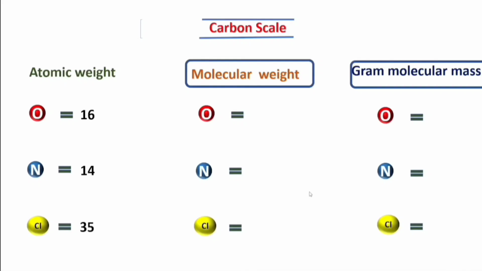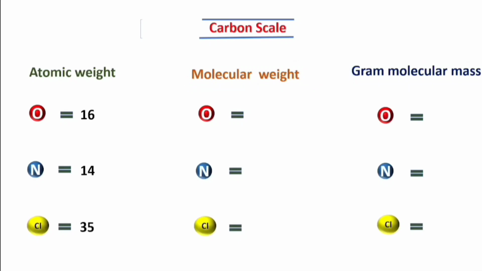For molecular weight, the atomic weight is to be multiplied with the atomicity of the respective elements. We know that oxygen, nitrogen, and chlorine, the molecules of all these elements are diatomic. So their atomicity is 2. So multiplying the atomic weight of oxygen by 2, we get the molecular weight 32. And expressing the molecular weight in gram unit, we get the molecular mass 32 gram.